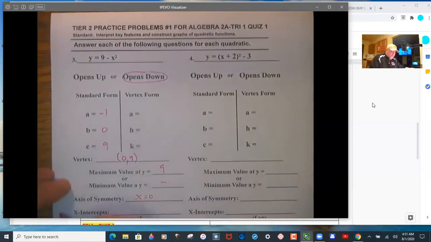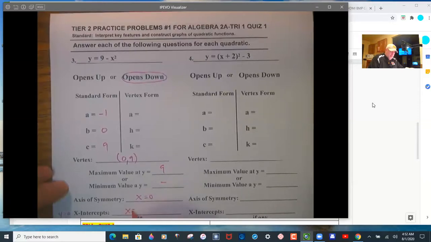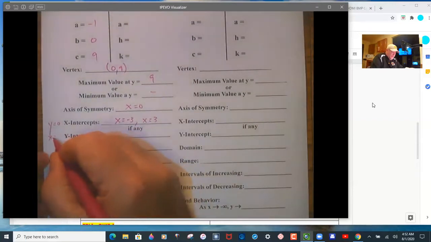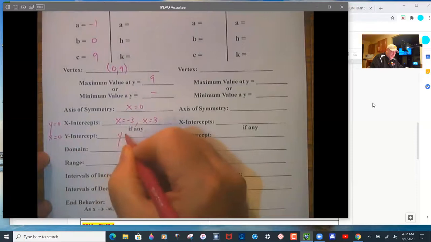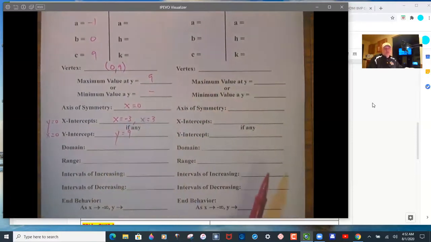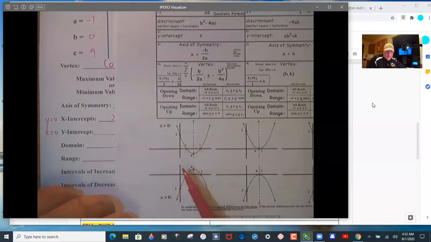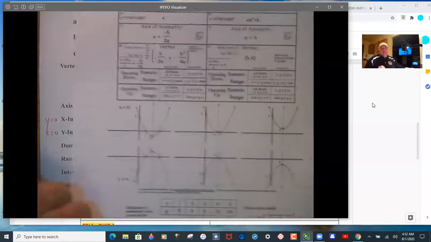X-intercepts, this happens when y equals 0, and that will be at 3 and -3. Okay, so you can again look on your table. The y-intercept happens when x equals 0, and it just so happens that it is the vertex. So sometimes the vertex can be the x-intercept, sometimes the vertex can be the y-intercept. So we're looking at this, but the vertex is over on the y-intercept is the only difference.